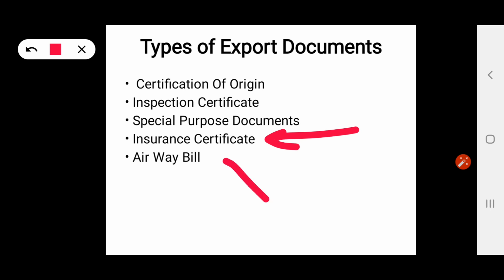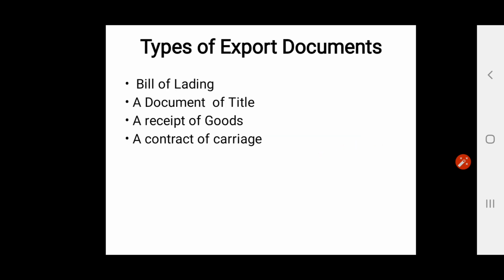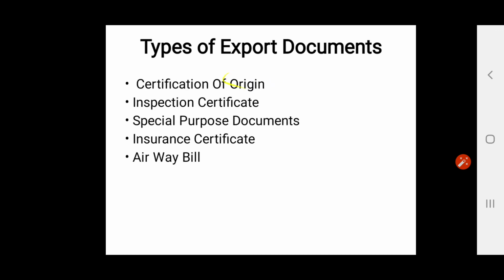And the airway bill is basically a bill of lading issued by an air carrier for shipping merchandise through airways. If the merchandise is to be transported by airways, then this document is necessary. And a very important document for many countries is the bill of lading.